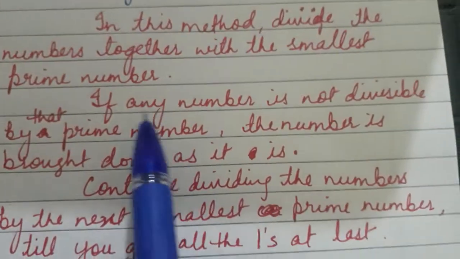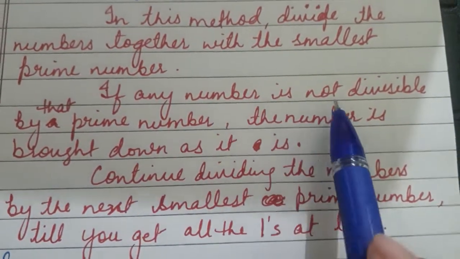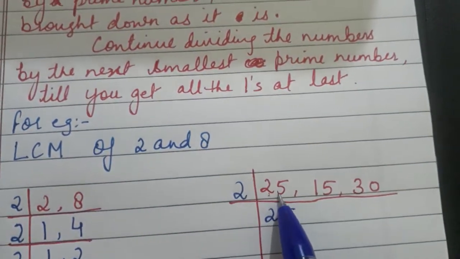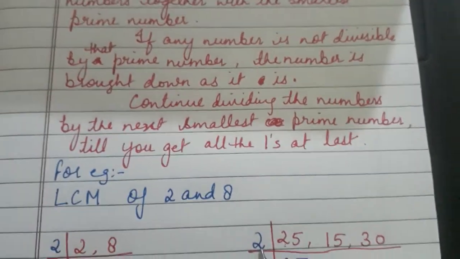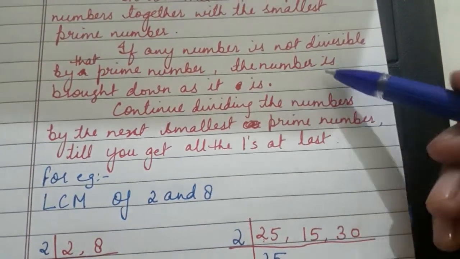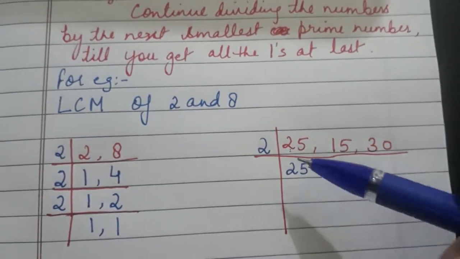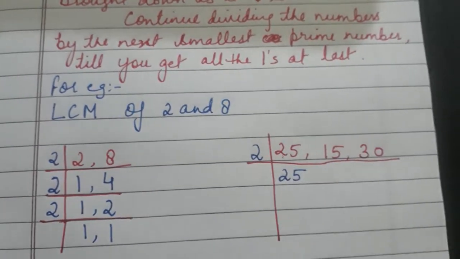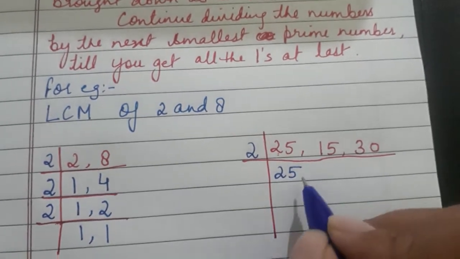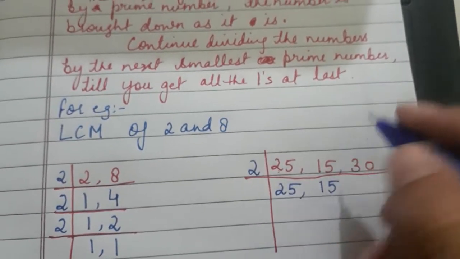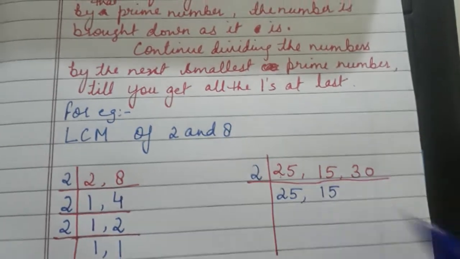I told you earlier, if any number is not divisible by that prime number, the number is brought down as it is. I have brought down this number as it is. Now coming to 15. 15 is again not divisible by 2, so again the number is brought down as it is.